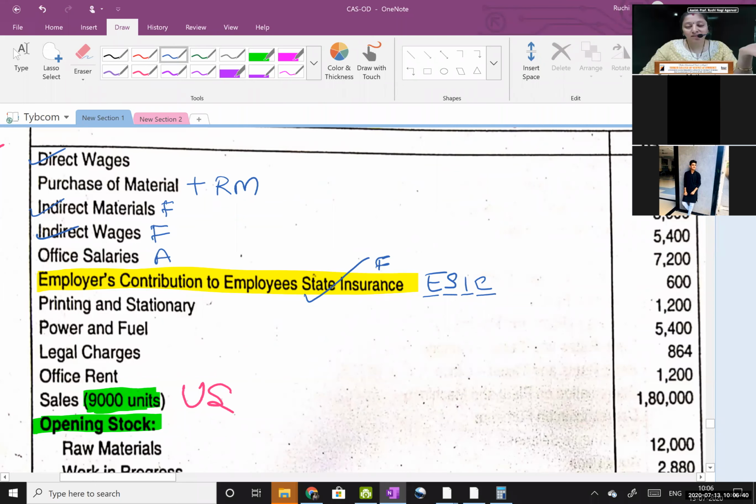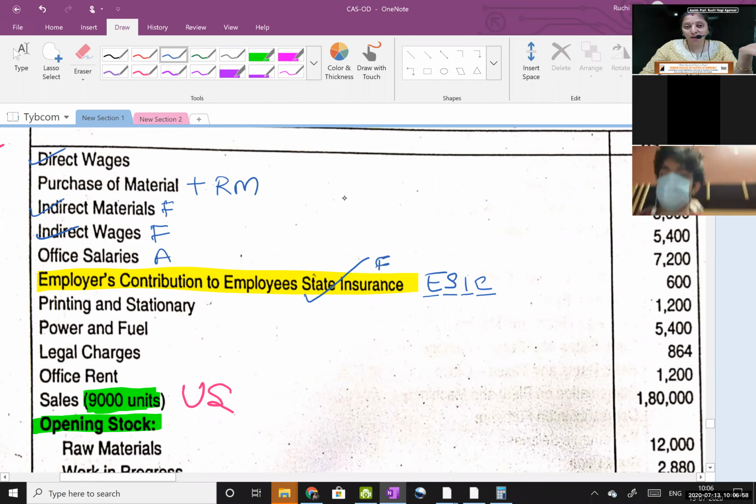Okay. In exam, if they tell you just employer's contribution, then that will come to admin overheads. But if they tell you employer's contribution to state insurance, then it will be a part of factory overheads.